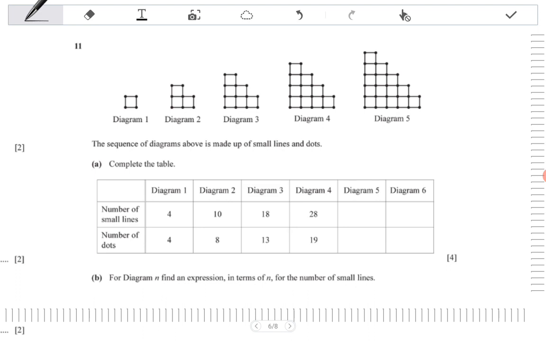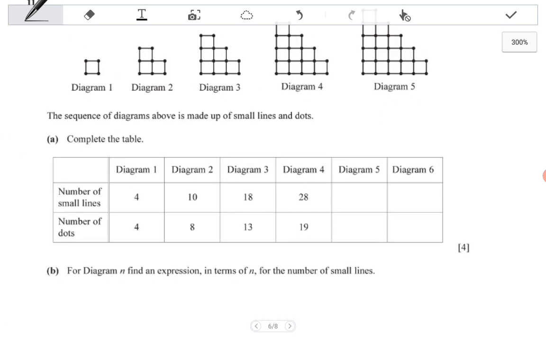So if you check, diagram 1 has 4 small lines, that are line segments which are connecting this figure. In diagram number 2 there are 10 such lines. In diagram number 3 there are 18 lines. In diagram number 4 there are 28 lines. And you can count in diagram number 5 yourself, or you can observe how this sequence is running.